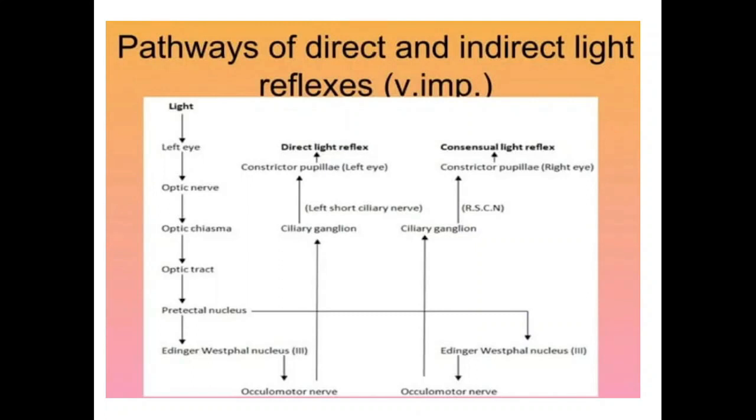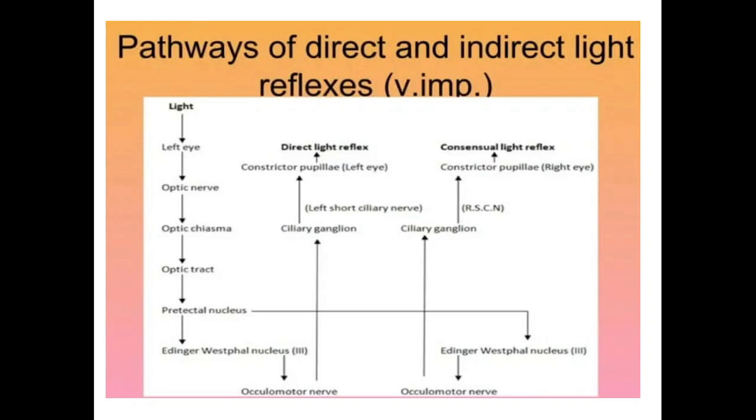Pathway of direct and indirect reflex. The direct and indirect light reflex pathway in ophthalmology involves the stimulation of the retina by light, which then travels along the optic nerve to the pretectal nucleus, which then sends signals to the EW, and from there signals are sent to the ciliary ganglion, which then sends signals to the ciliary muscles that control the size of the pupil.